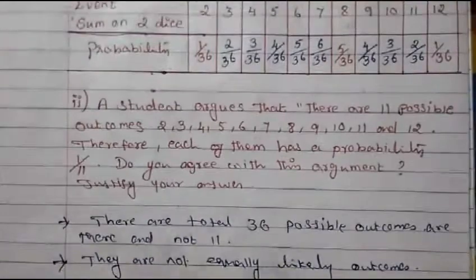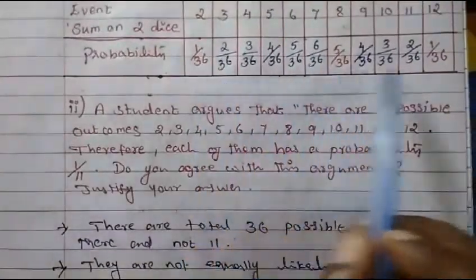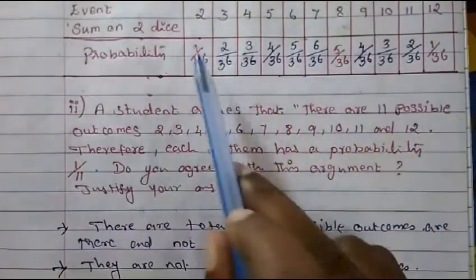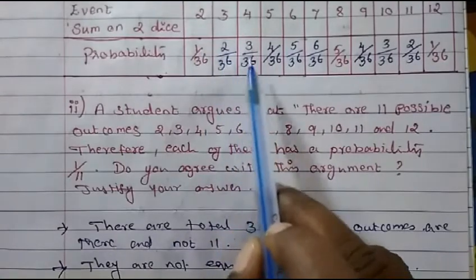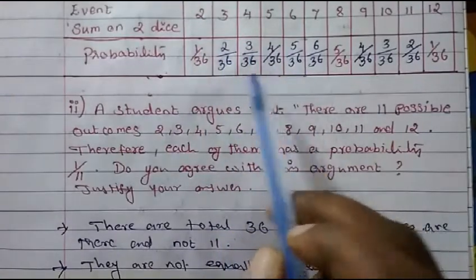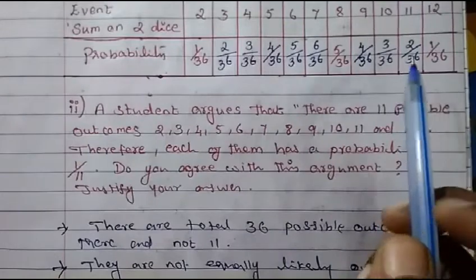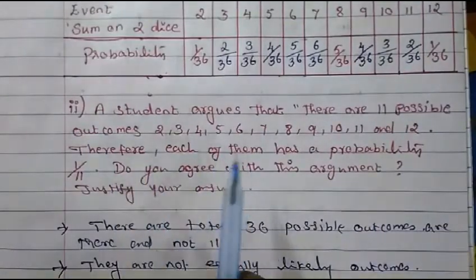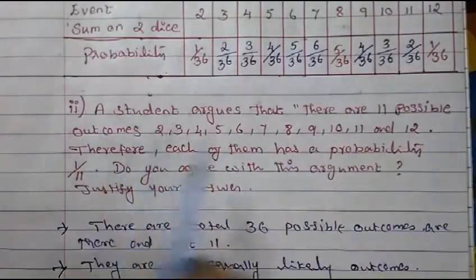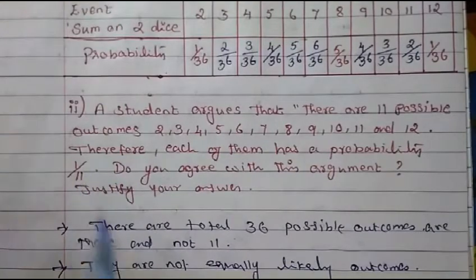That's it. I hope you understood. So they are not equally likely outcomes. They are different. 1 upon 36 here, 2 upon 36 here, 3 upon 36. So they are not equally likely outcomes. Therefore, the student is wrong in arguing that each of them is having 1 upon 11.